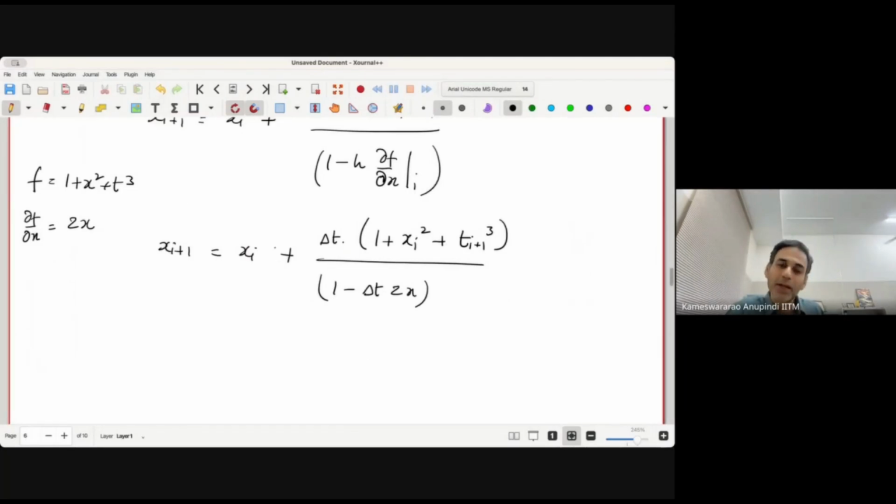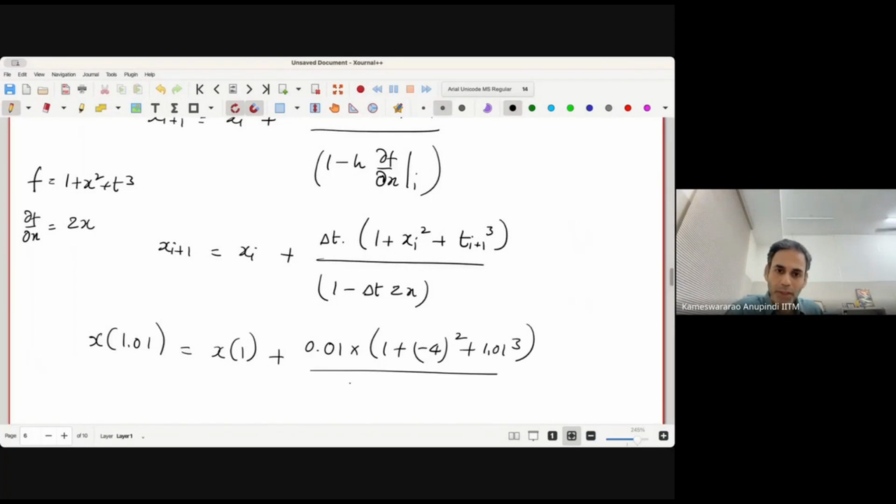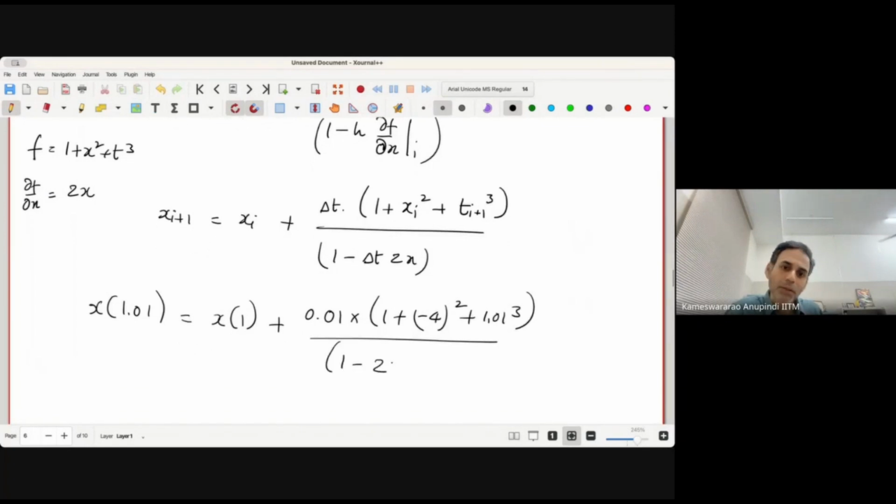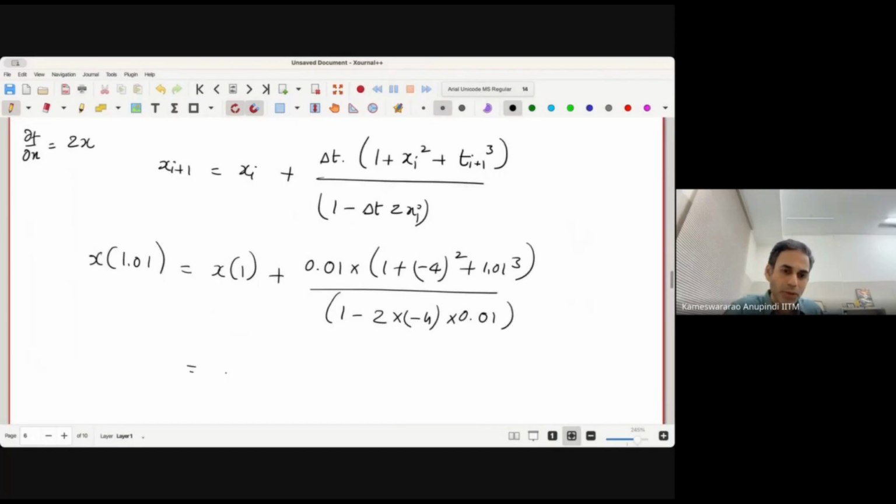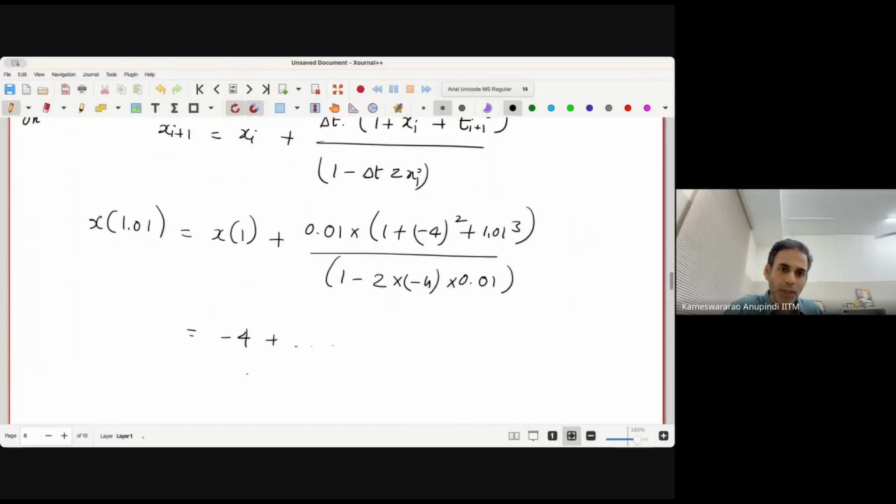Now in this, you see that there are no nonlinearities. x_i squared is known. So I can write x_{i+1}, which is x of 1.01, equals x of 1, which is minus 4, plus 0.01, the delta t, times 1 plus (minus 4) squared plus 1.01 cubed, divided by 1 minus 2 times x_i, which is minus 4, times 0.01. So this is going to be minus 4 plus this quantity.